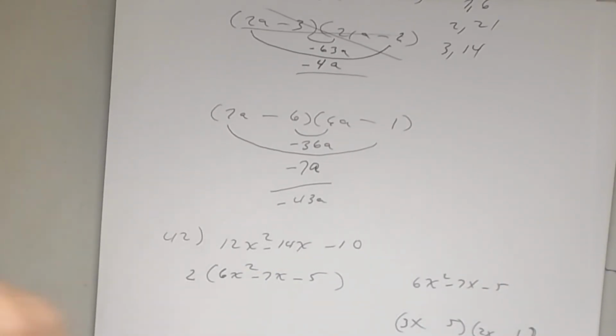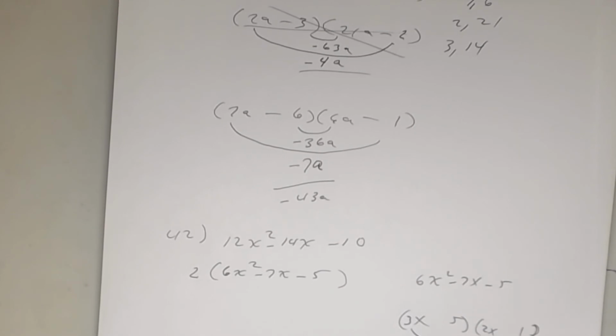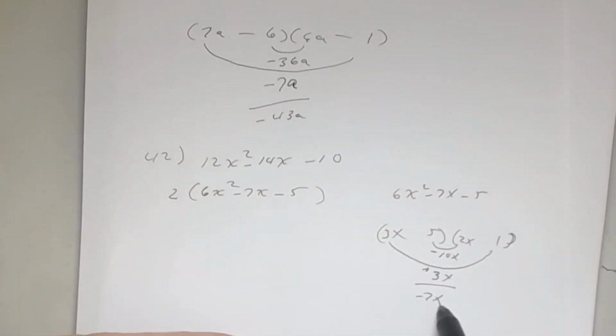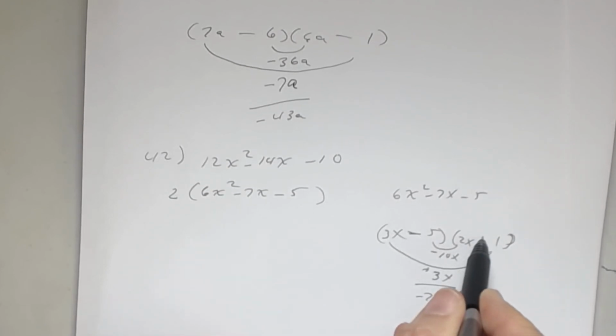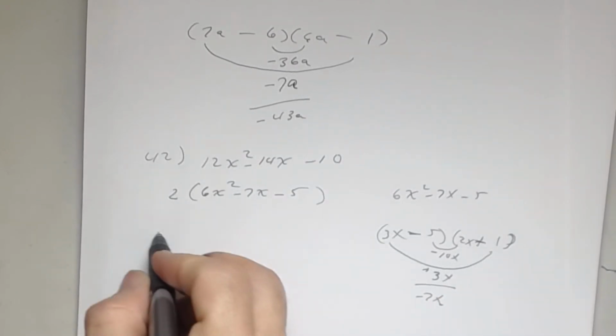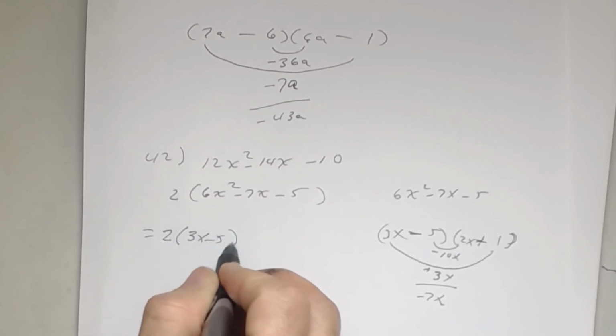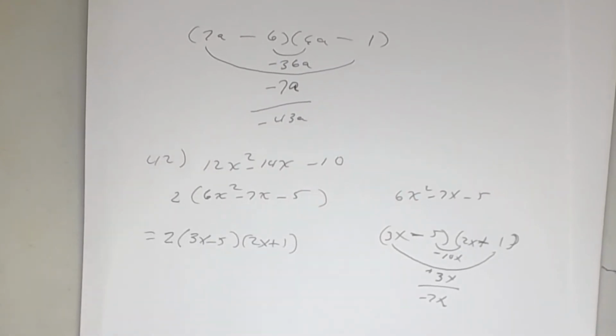Last sign's negative. That means the signs are different, so let's do this first. What's the outer? What's the inner? The larger of these takes the middle sign, so 10x has to be negative. The 3x has to be positive. When I add them up, do I get that negative 7x? So the order's correct. I just need the correct sign. So this is negative, and this is positive. But what's the answer? 2 times 3x minus 5, 2x plus 1.